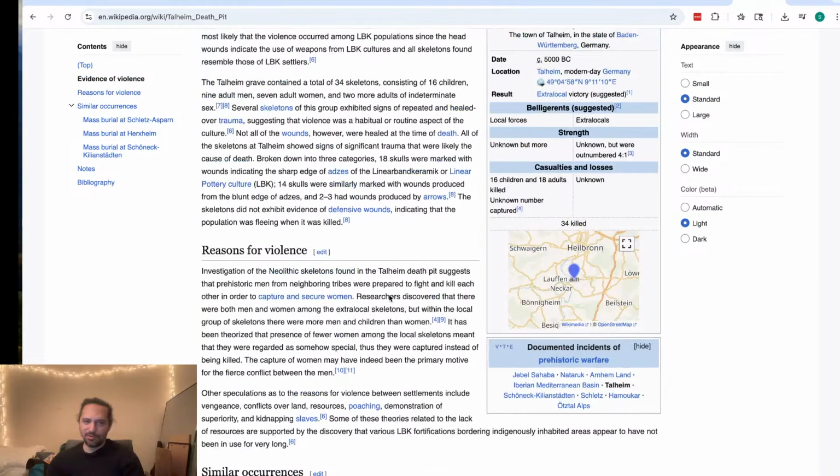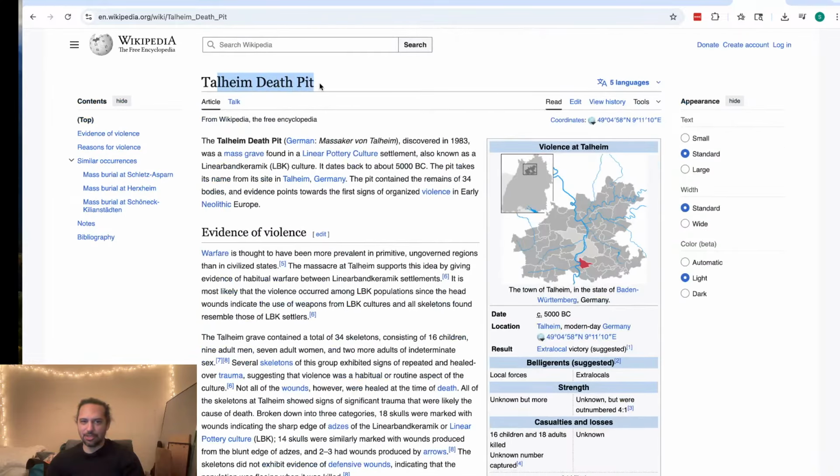And just a really grim name, a death pit. Yeesh, I say. Okay, so yeah, proof of genocide, early Neolithic Europe among the LBK tribes. Yeah, definitely.